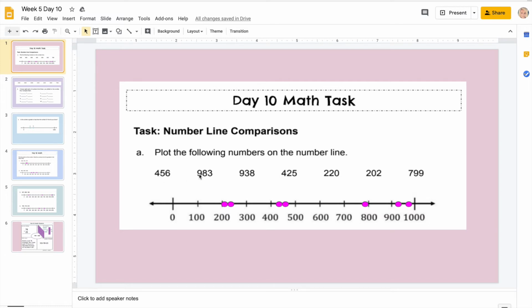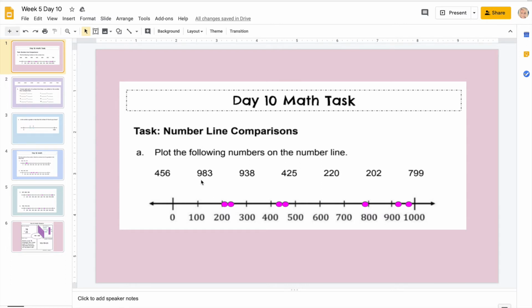We'll go in order. So we have 456. We know that is going to go in between 400 and 500. And 450 is going to be about right in the middle. And then for 456, you're just going to go slightly over halfway, because 450 is the midway point between 400 and 500. So 456 will need to be plotted right there.